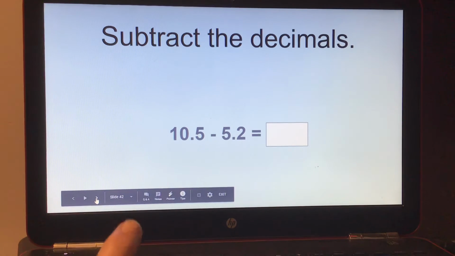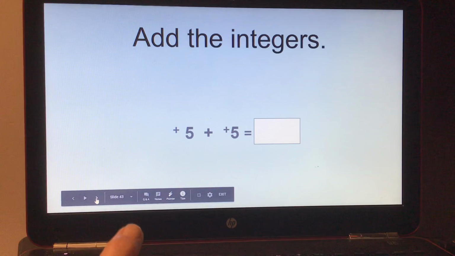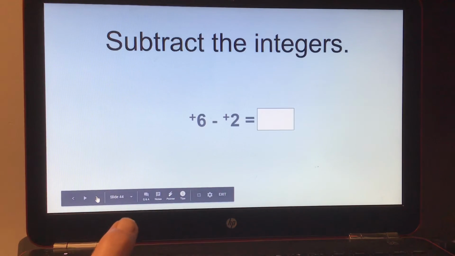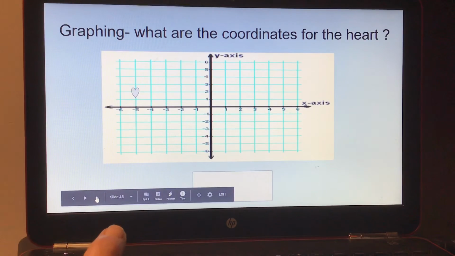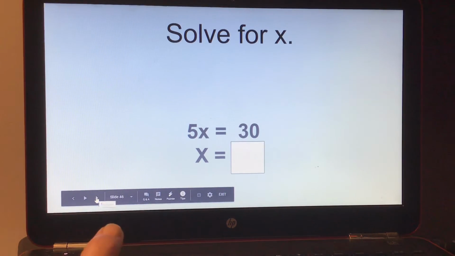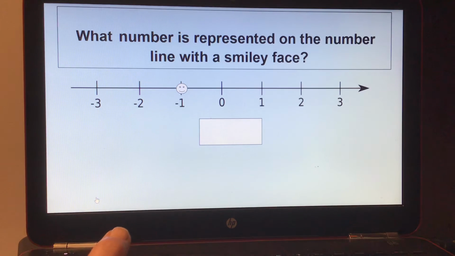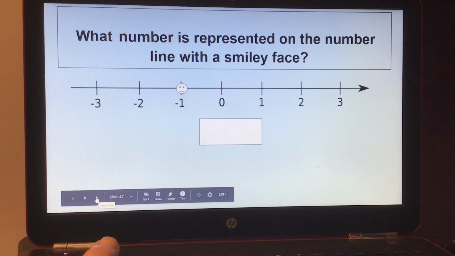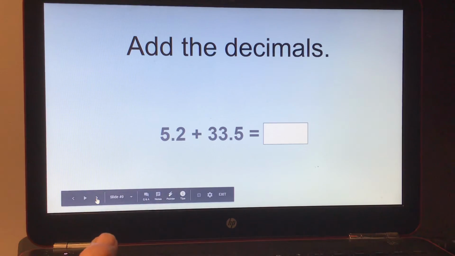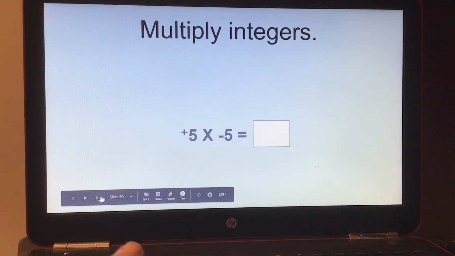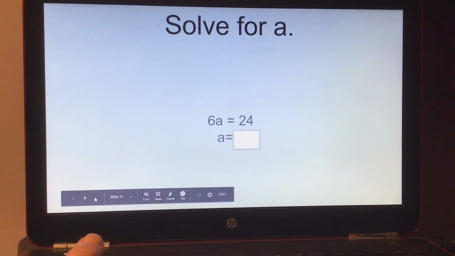Subtract the decimals. Add the integers. Subtract the integers. Graphing, what are the coordinates for the heart? Solve for x. And what number is represented on the number line with a smiley face? Put the correct symbol. Again, you're going to drag and pull the symbol. Add the decimals. Multiply the integers. Solve for a.